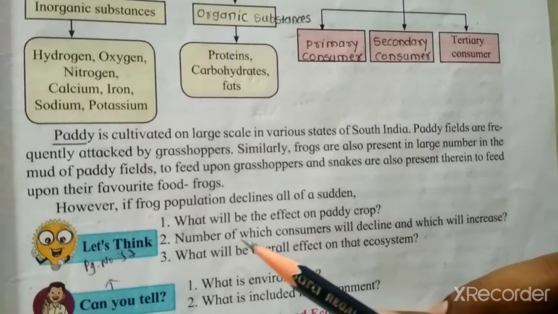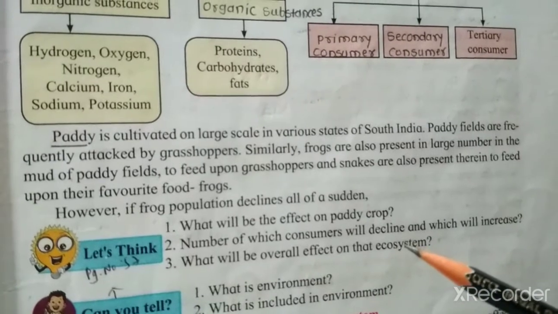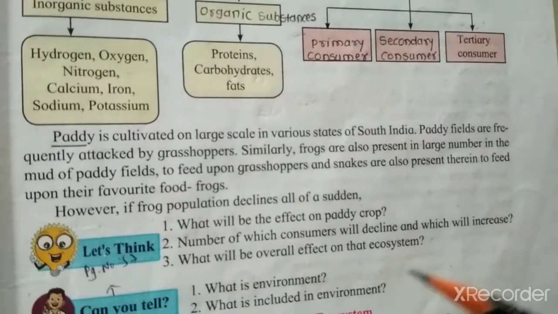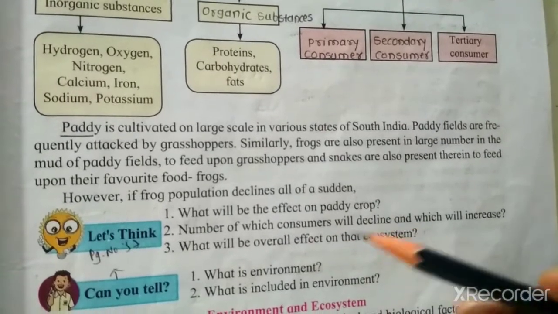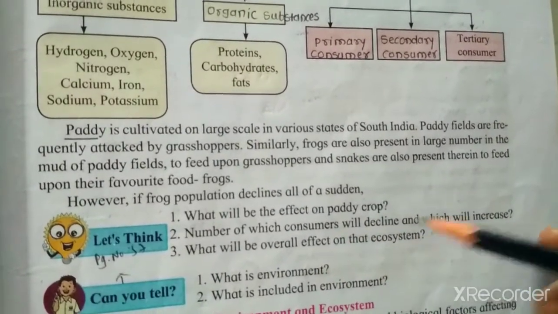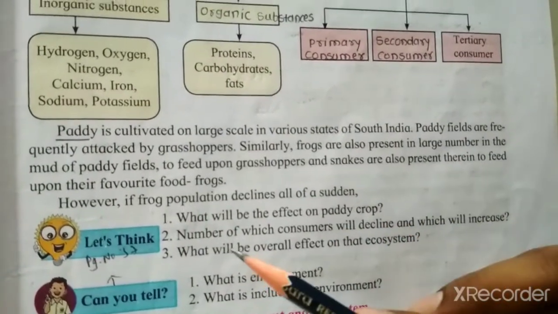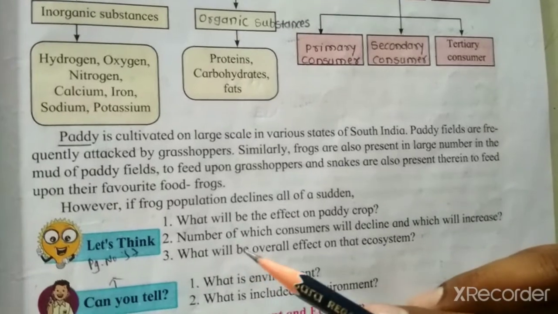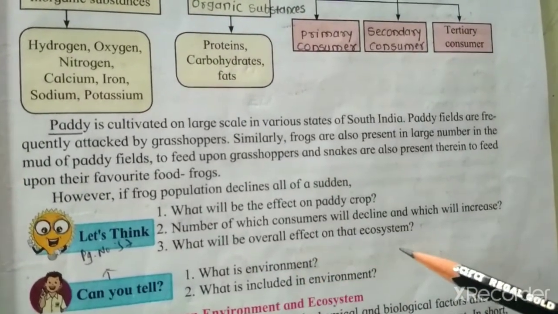Here the primary consumer, that is the grasshopper, will increase and the tertiary consumer, the snake, will decline. Because if there are no frogs, there will be no snakes, and grasshoppers will increase. Third one, what will be the overall effect on the ecosystem?